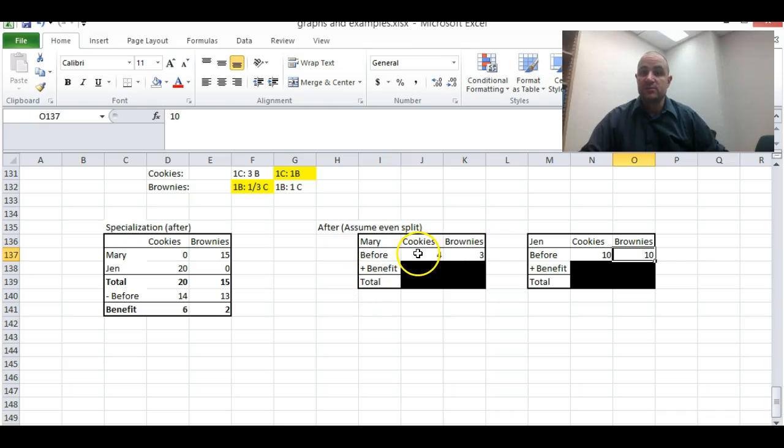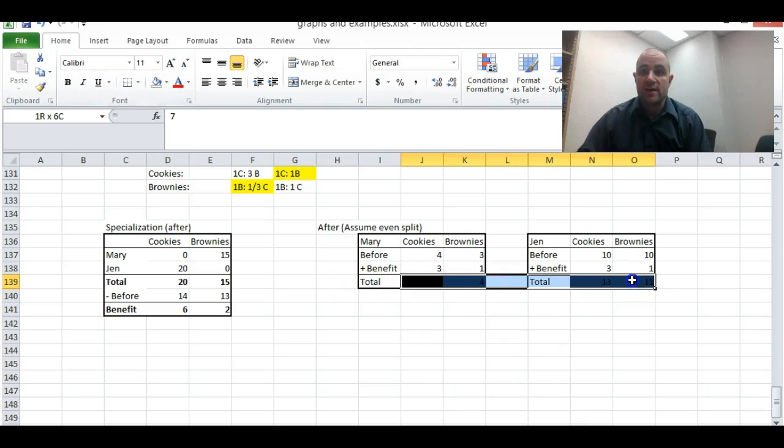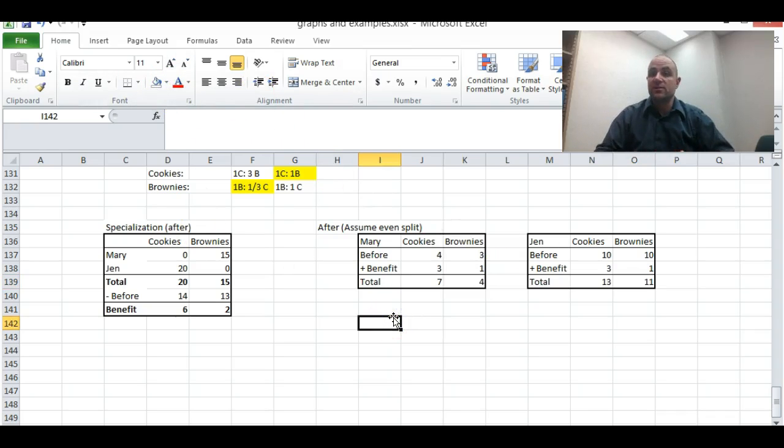Now, once you take out those 14 total cookies and 13 total brownies, you have the benefit that's left over. So let's assume that they decide to just split it evenly. Out of the 6 cookies that are left over, they each take 3. And out of the 2 brownies, they each take 1. So in total, after coming together, specializing, and trading with each other, Mary is looking at 7 cookies and 4 brownies. Jen has 13 and 11.